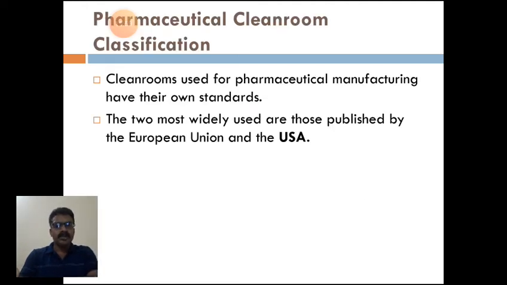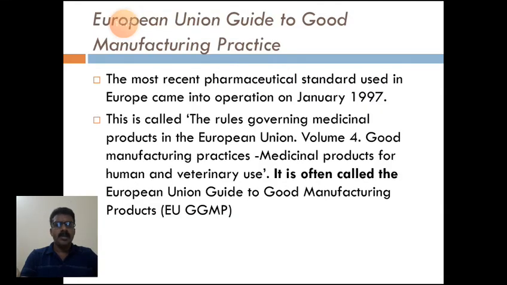Pharmaceutical clean room classification. Clean rooms used for pharmaceutical manufacturing have their own standards. The two most widely used are those published by the European Union and the US. European Union Guide to Good Manufacturing Practice. The most recent pharmaceutical standard used in Europe came into operation in January 1997. This is called the Rules Governing Medicinal Products in the European Union, Volume 4, Good Manufacturing Practice, Medicinal Products for Human and Veterinary Use. It is often called the European Union Guide to Good Manufacturing Practice.